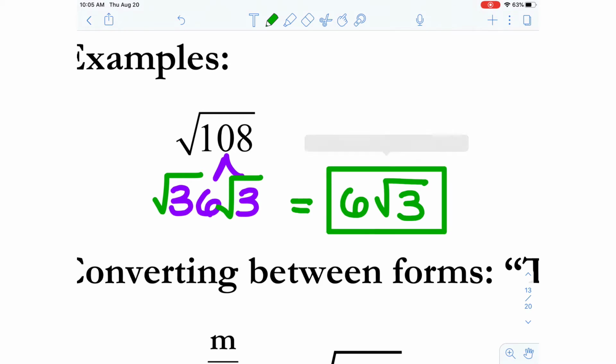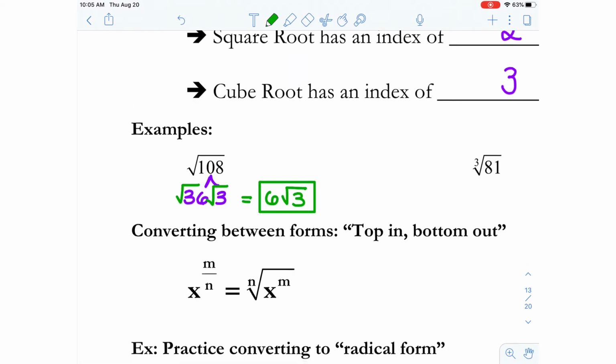But what about cube roots? What if I'm reducing a cube root? I do not want to look for a perfect square if I'm going to reduce a cube root. I want to look for a perfect cube. So that means I have to know some of my perfect cubes. So what are the perfect cubes?